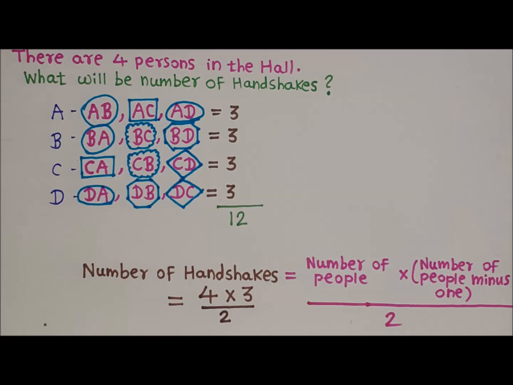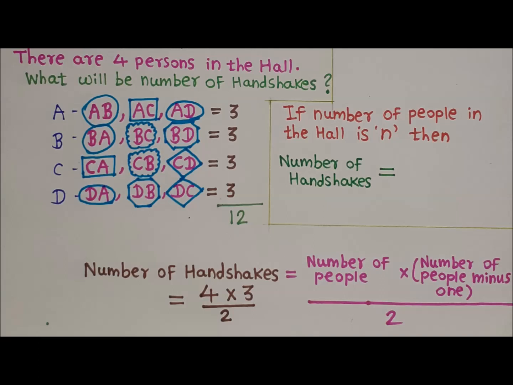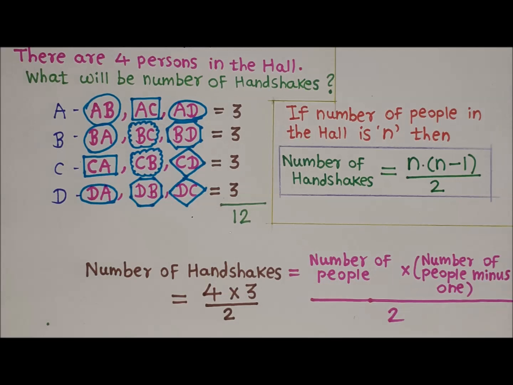Now we will have a generalized relation. If there are n number of people in the hall, then what will be the number of handshakes? Number of handshakes will be equal to n into n minus 1 divided by 2. Because every person will shake hand with other persons, hence we will have the relation n into n minus 1. But repeated handshakes are not allowed. Therefore, we should divide n into n minus 1 by 2. Hence, number of handshakes will be equal to n into n minus 1 divided by 2.